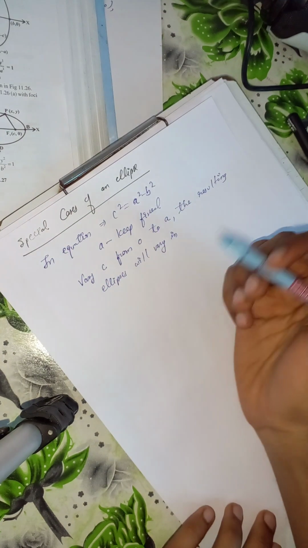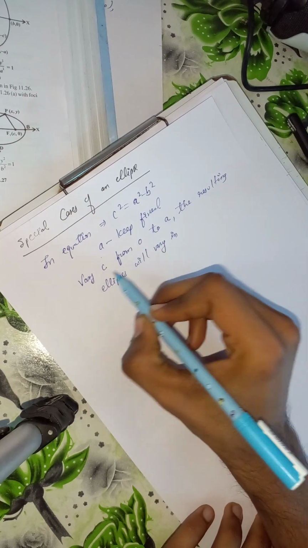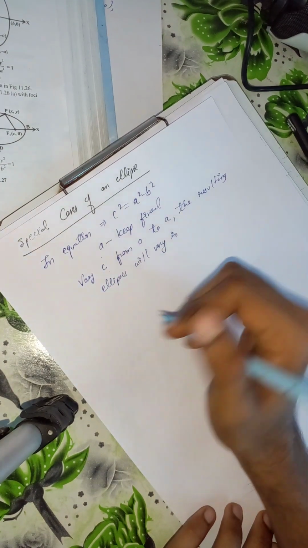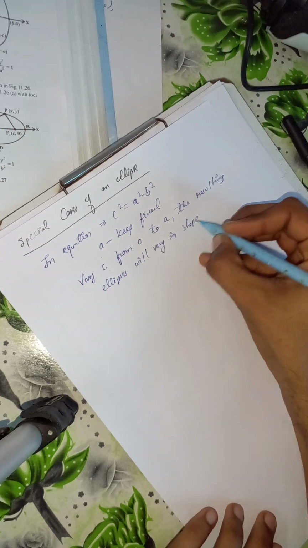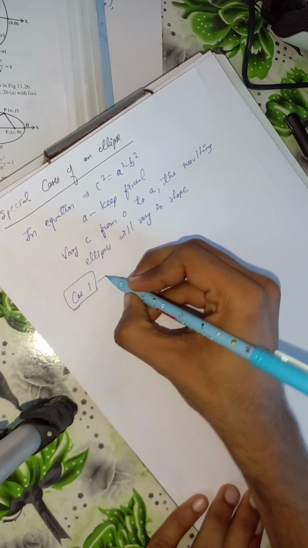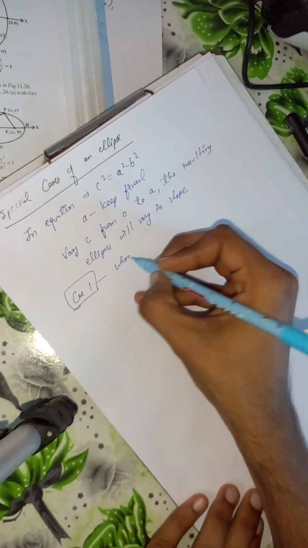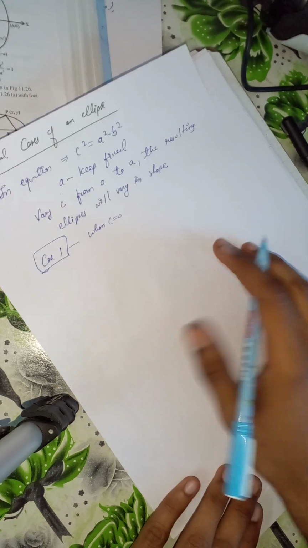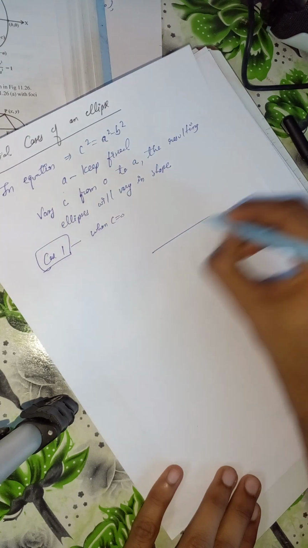In the equation c squared equals a squared minus b squared, if we keep a fixed and vary c from 0 to a, then the resulting ellipse will vary in shape. Now there is case 1, and it says what? It says when c is equal to 0. When c is equal to 0, suppose we have this ellipse.